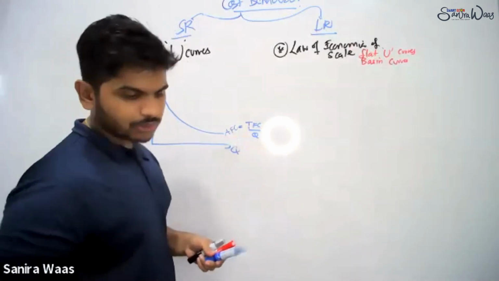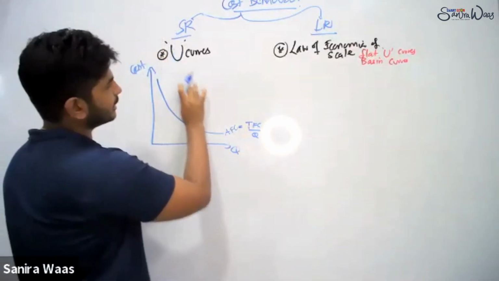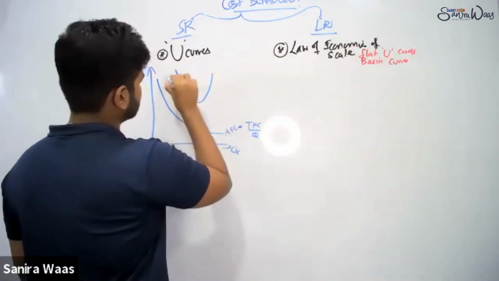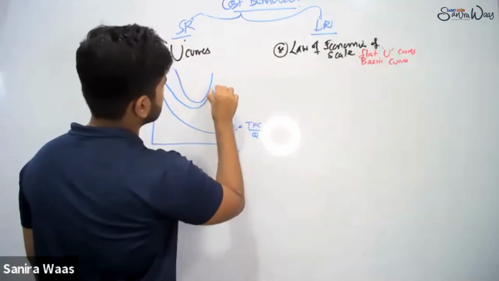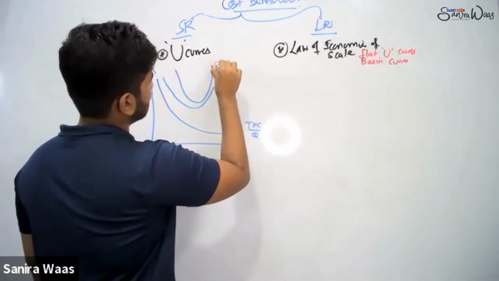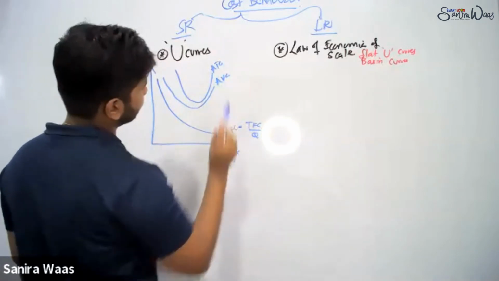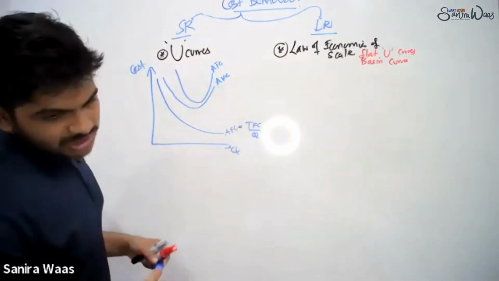Next we have to draw the U curves, a real U curve. This is ATC or else AC. This is AVC. Right. Now my simple question.